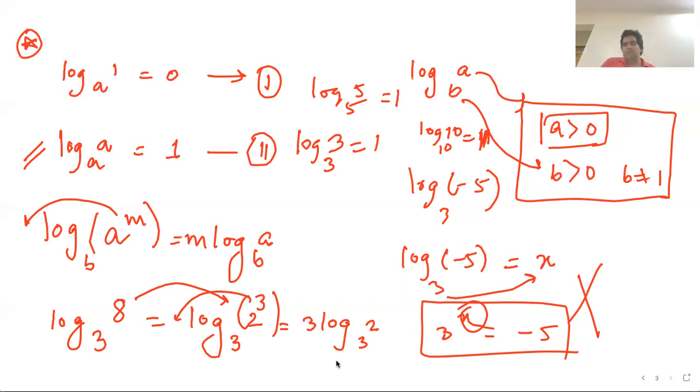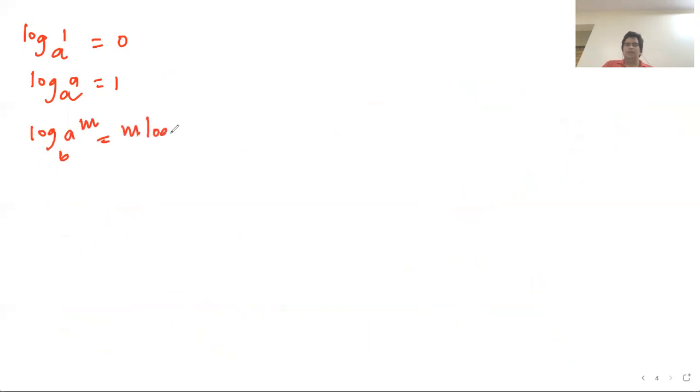Now, I'm going to take some questions firstly on these properties. I'm just going to rewrite the properties. Log 1 to the base a is 0. Log a to the base a is 1. Log a to the power m to the base b is m log a to the base b. These are the 3 properties.